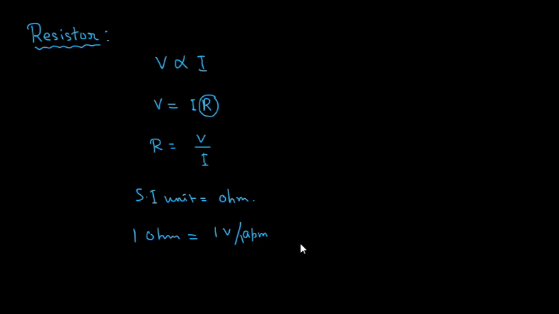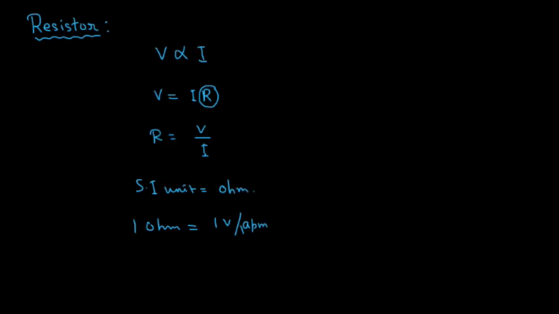The resistance of a cylindrical conductor is related to resistivity, length and cross-sectional area. So we can define the resistance also by R is equal to rho into L by A, where R is the resistance, rho is the resistivity, L is equal to length of the conductor and A is the cross-sectional area of the conductor.